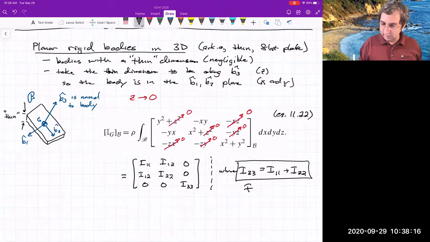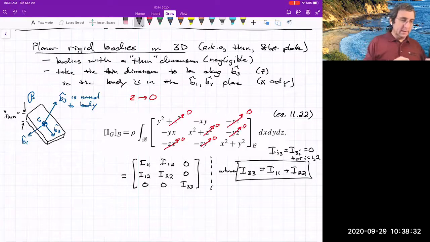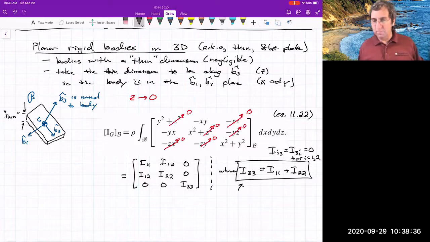And yeah, I guess it's worth noting that we've got some zeros there. So what does that mean? I3 equals I3, I equals 0 for I equals 1 and 2. So this is the big one.